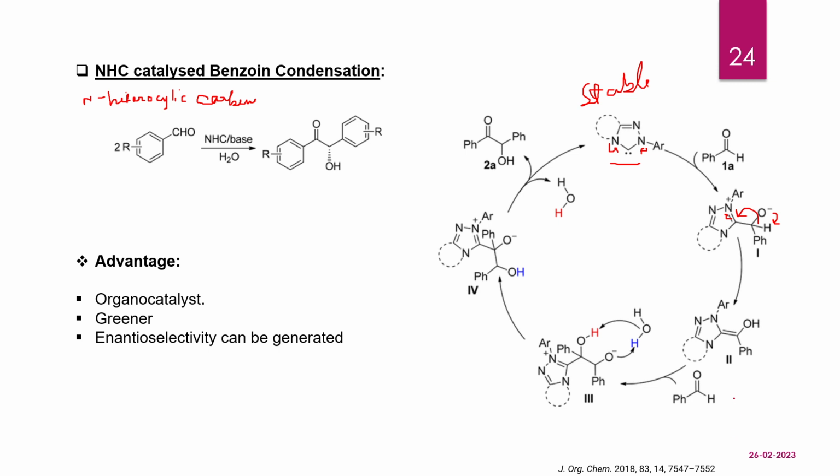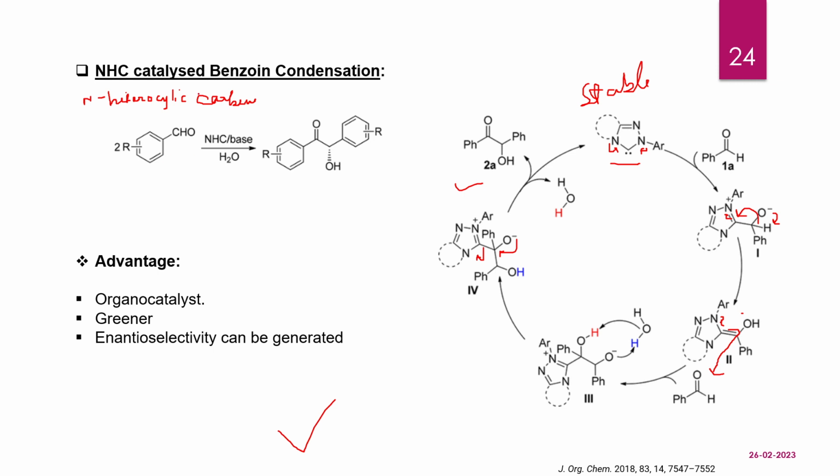Then it will attack another benzaldehyde. It will come here, attack the other benzaldehyde, and form this type of intermediate. In a similar way, this O minus comes here and the NHC gets removed from the system, and it can take part in the next molecule. So it acts as a catalyst, we can regenerate it in the medium, and we get this alpha hydroxy ketone product as our desired product.